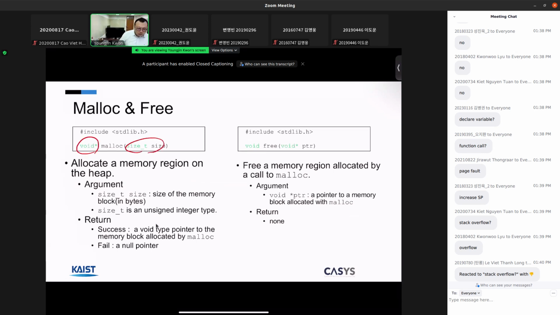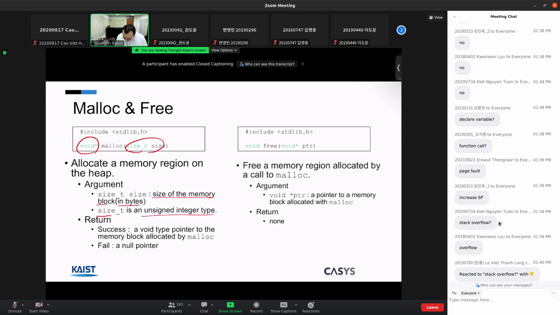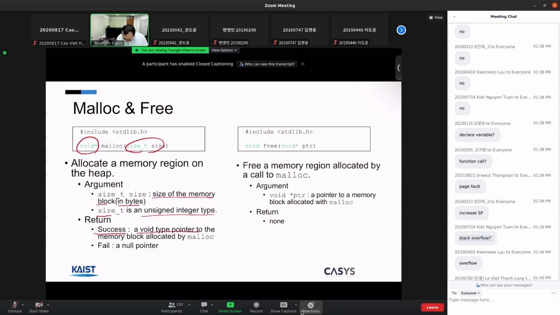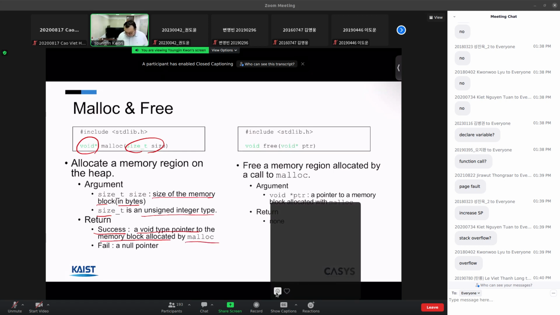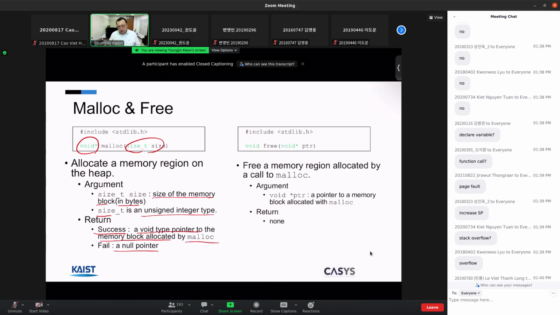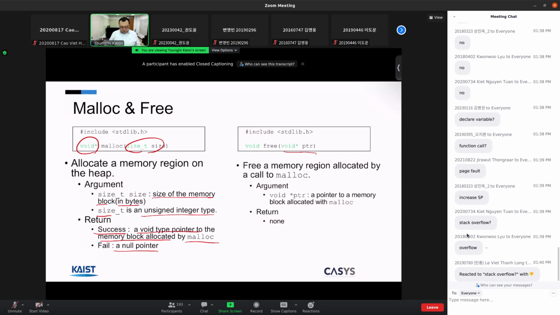The application passes the size of the memory block in bytes, and size_t is an unsigned integer. In case of success, it returns a void pointer to a memory block allocated by malloc. If it fails, it returns a null pointer. Simple. And free is an API that takes the pointer to free the allocation.